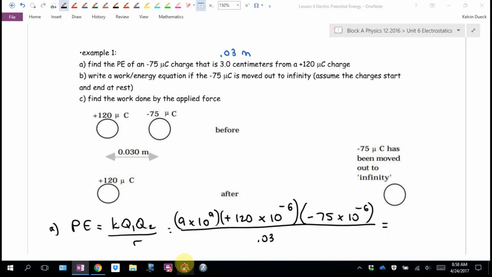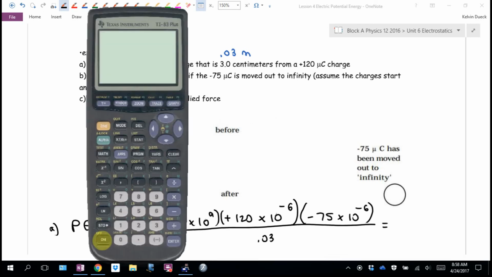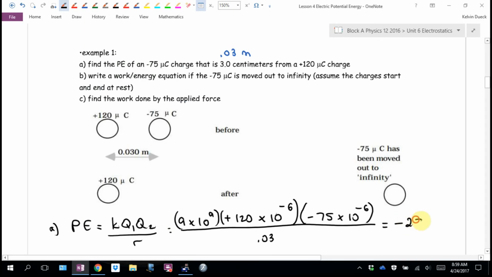How many joules of force do we have here? You know, I think this will actually work out evenly. Sorry, how many joules of energy? I said joules of force, didn't I? How many joules of energy do we have here? 9 times 10 to the 9th, 120 microcoulombs, negative 75 microcoulombs divided by 0.03. Do you get negative 2,700 joules of energy? Double check me. Yeah? Negative 2,700 joules. Direction.